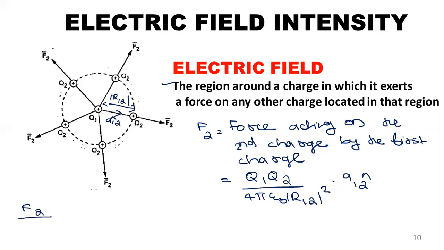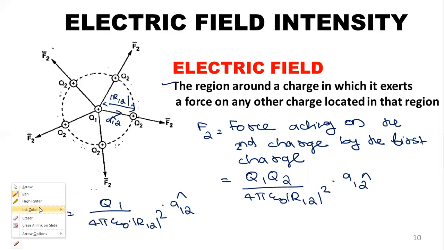So now we'll bring the Q2 to the other side. So F2 divided by Q2 is equal to Q1 divided by 4 pi epsilon 0 into R12 the whole square into unit vector A12. The unit vector A12 is the vector divided by its modulus. You can see that on the right hand side we have force per coulomb. So F2 divided by Q2 is force per unit charge, or Newton per unit charge.